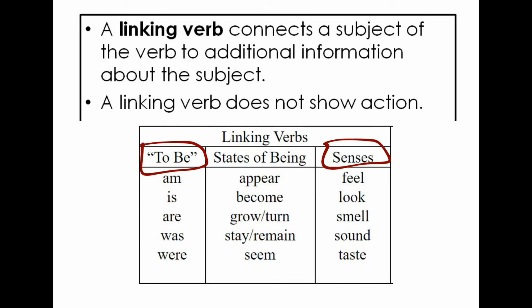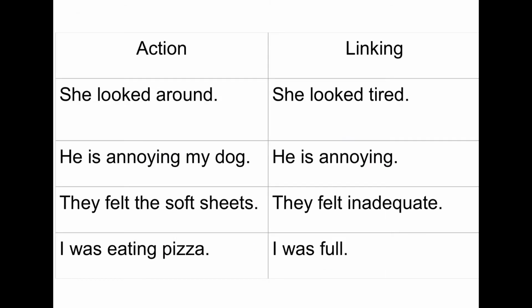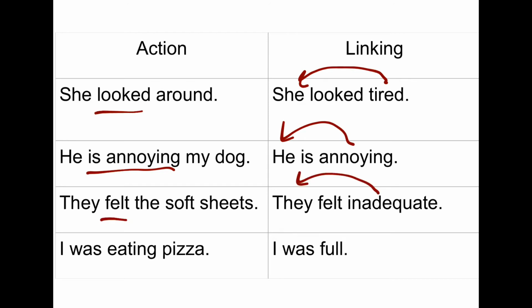You can't just memorize this table, though, because many of these words could be action or linking depending on context. For example, she looked around. Well, that's an action. But if you said she looked tired, tired describes she. There's no action taking place there. If you say, he is annoying my dog, well, that's an action. He is annoying, that's a description. They felt the soft sheets, an action is occurring. They felt inadequate, inadequate describes they. Was eating is an action, and full describes I. It's more of a state of being.